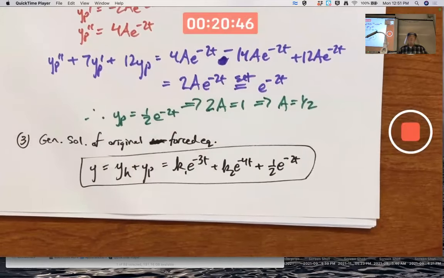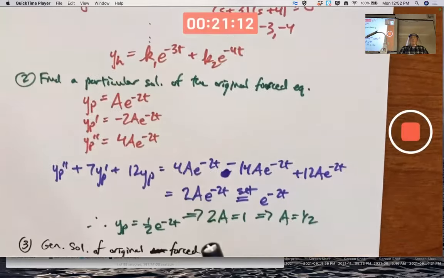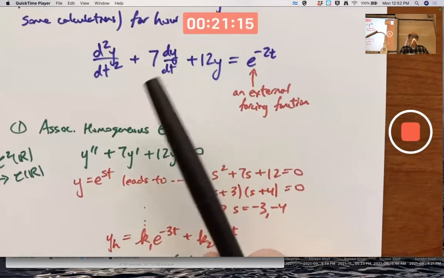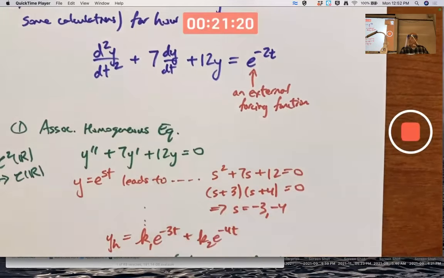And then you can use this to solve initial value problems. You need not only an initial position, y of 0 equals something, but also an initial velocity, y prime of 0 equals something. That would help you solve for the two unknown constants, k1 and k2, to get a unique solution of an initial value problem. This is not too much different than what you did in chapter 1. We're just upping the first order equation to being a second order equation, but the overall big picture ideas are the same.